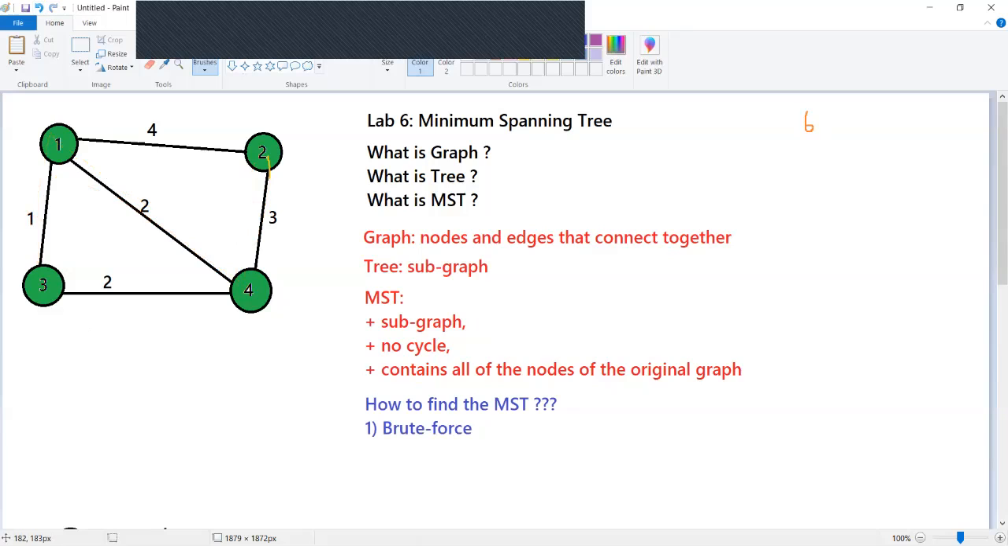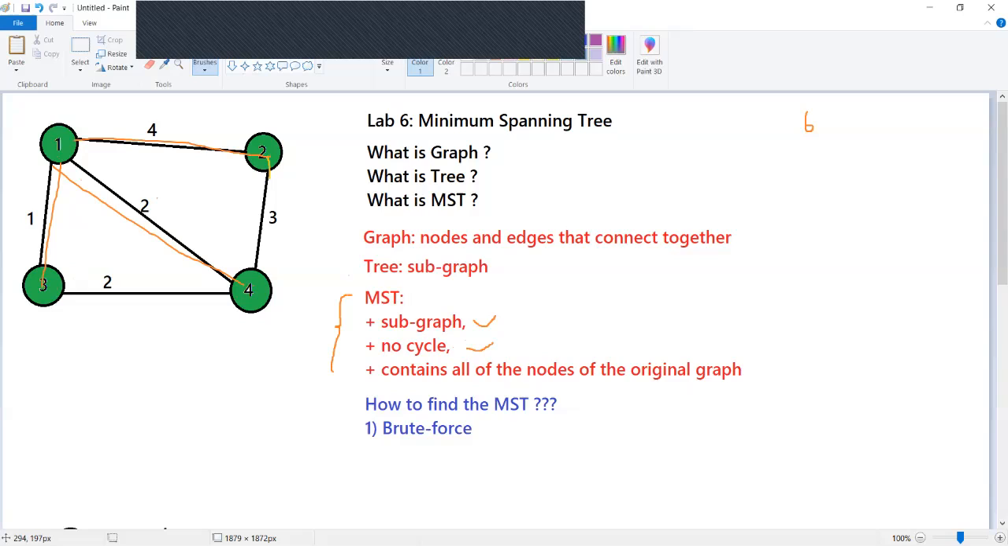And now let's check another candidate. So this one can be another candidate. Let's first check: is it a subgraph? Yes. Is there any cycle? From 1 to 3, from 1 to 4, from 1 to 2. There's no connection between 2 and 4, and no connection between 4 and 3. So there's no cycle. And does it contain all the nodes of the original graph? Yes, it contains 1, 3, 2, 4. So it's a good candidate for the MST.